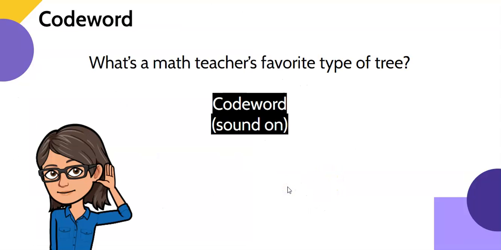So your code word for today is going to be the answer to this pun, which is, what's a math teacher's favorite type of tree? It's a geometry, but very funny.